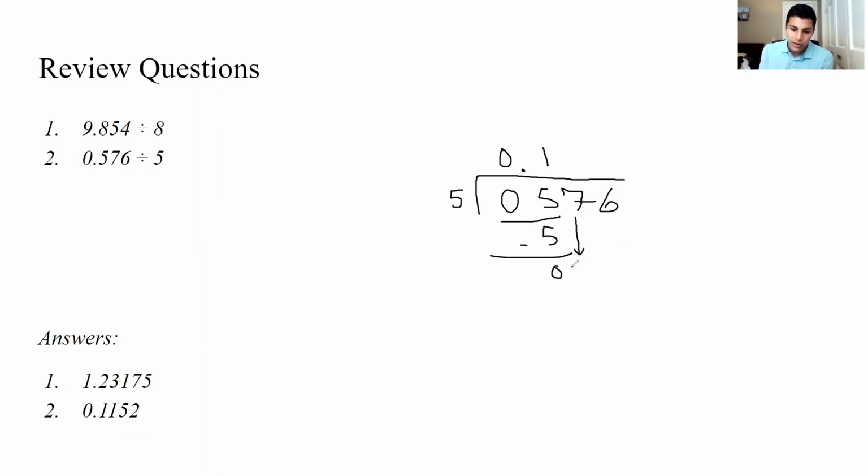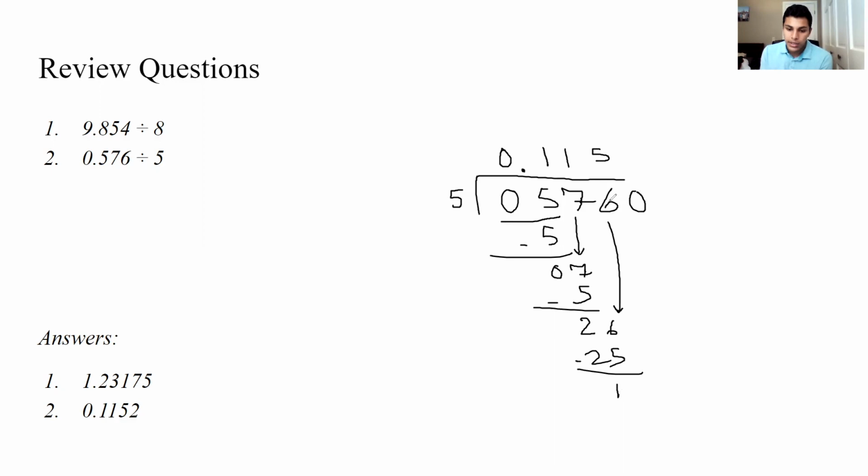Now bring down the 7. 5 goes into 7 one time, so we put a 1 here as well. 1 times 5 is 5. So we multiply, now we subtract. 7 minus 5 is 2. Now bring down the next number, the 6. 5 goes into 26 5 times. So 5 times 5 is 25. Subtract, and we get 26 minus 25 is 1.